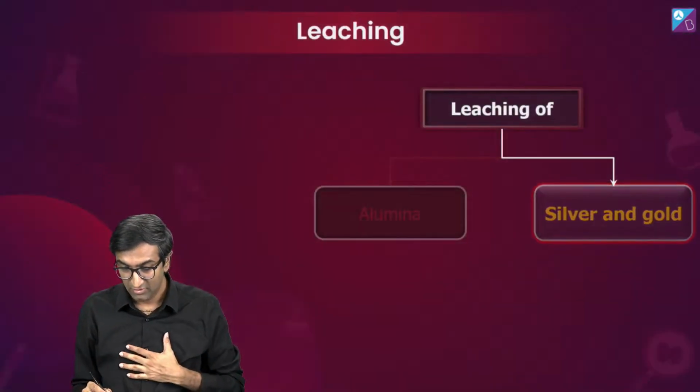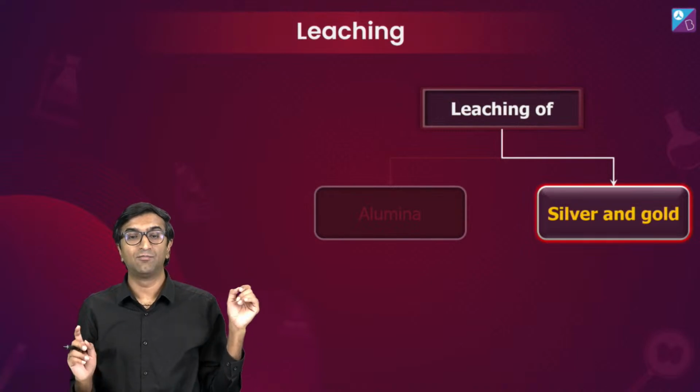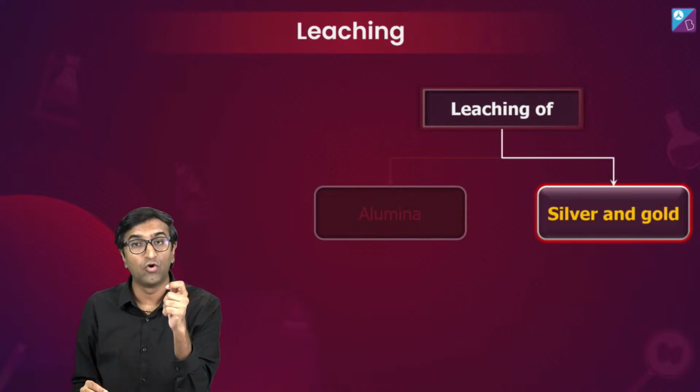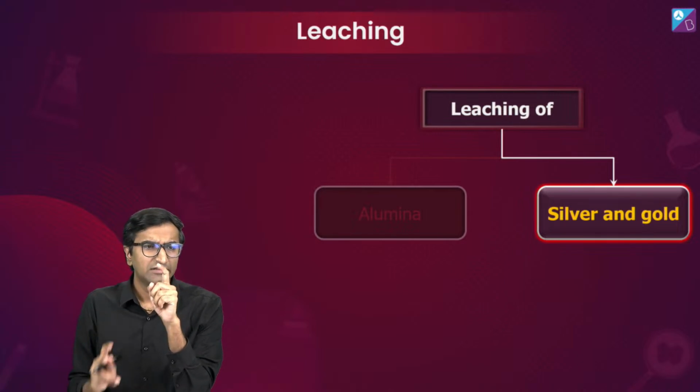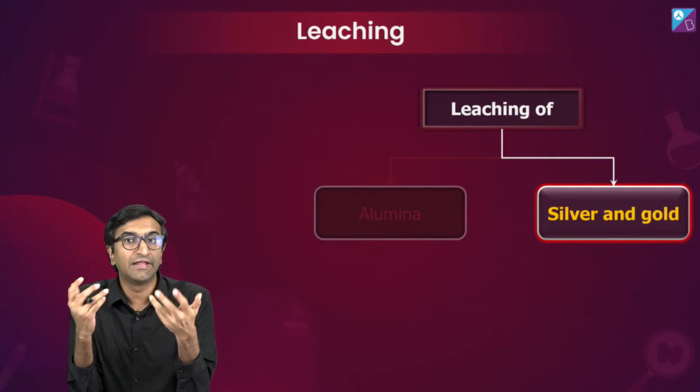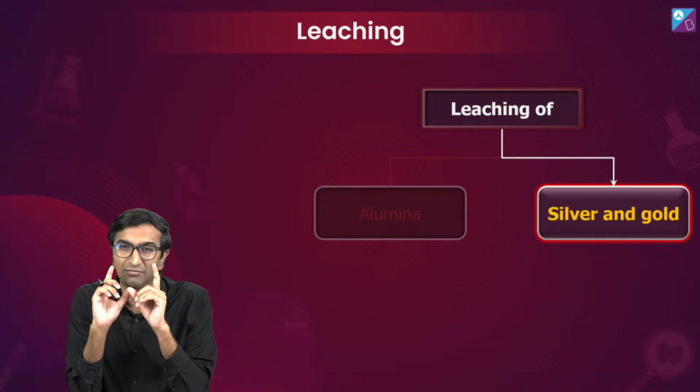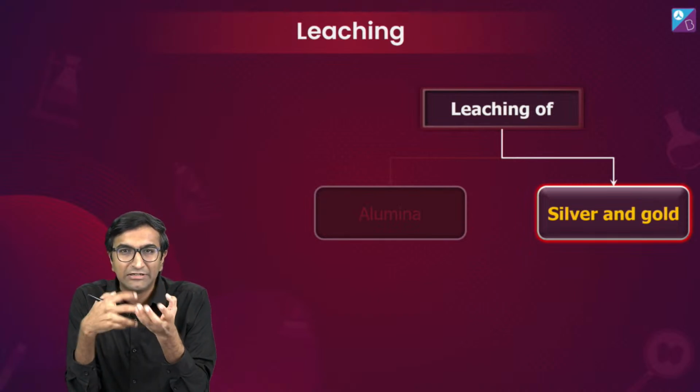Okay. Great. Okay. That was how you deal with bauxite. How do you deal with silver and gold? Well, these are very, very precious elements. Okay. So they don't usually form compounds with anything. But so you need to do something special to do the same thing.